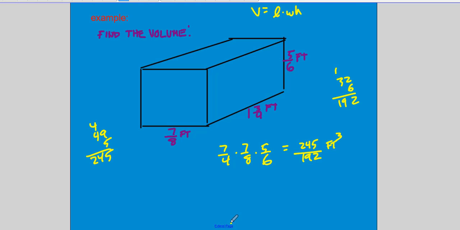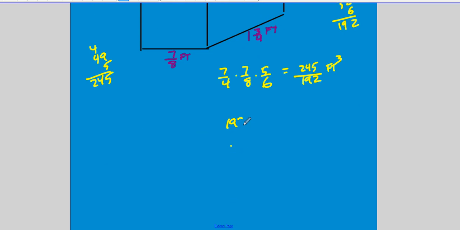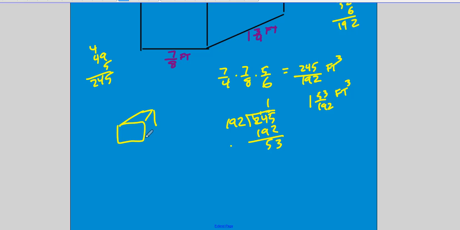That's an improper fraction, so I'm going to divide 192 into 245. Well, it only goes once. So then that's 192, subtract, that's 3. Borrow here, 14 minus 9 is 5. So I get 53. So my answer is going to be 1 and 53 over 192 cubic feet, because volume is in cubic feet in this case. So volume is in cubic units. So this would be a cube that is 1 foot by 1 foot by 1 foot. So there's our final answer as a mixed number.